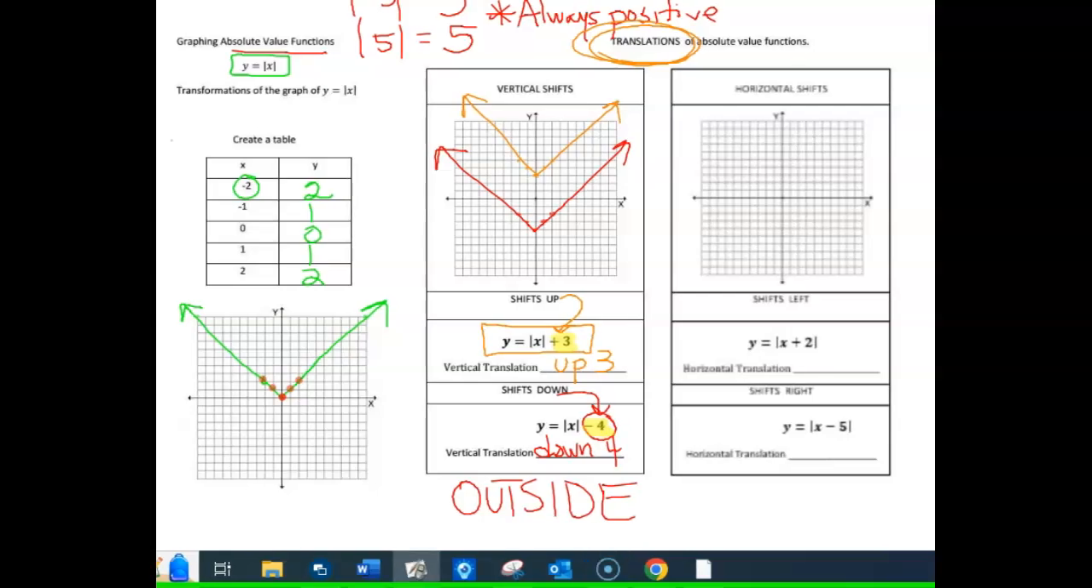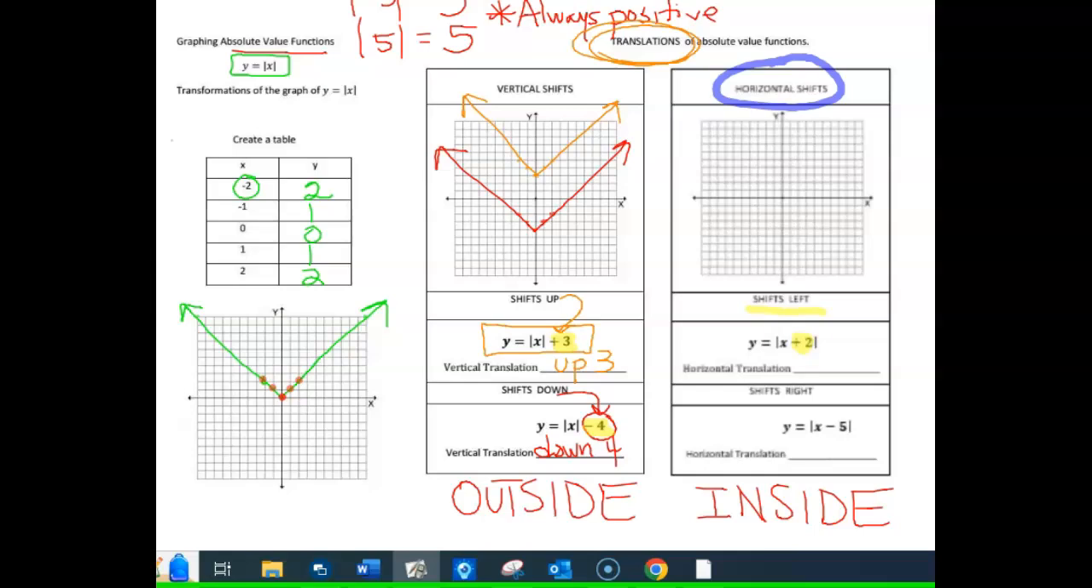All right. To the right, this is now horizontal shifts. Horizontal means we're moving either left or right. Now this one is tricky. Before we look at these, underneath it, this is when you look inside the absolute value. So the first thing, you're looking inside the absolute value. And there's another trick to this. So the first one here says shifts left. And notice inside the absolute value it has +2.